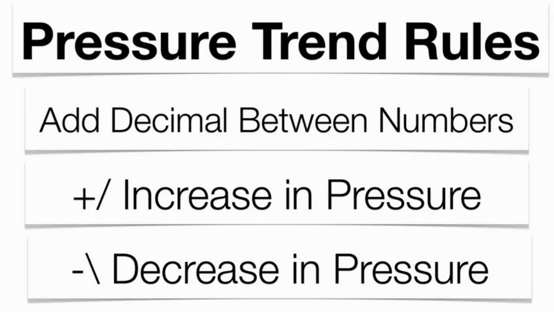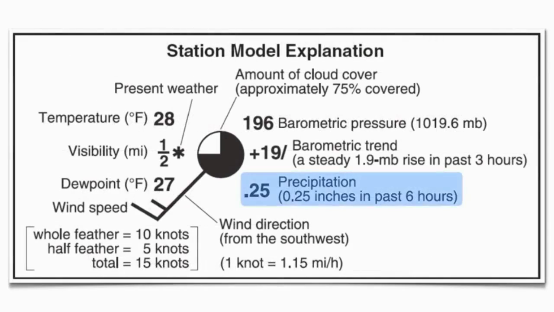The last variable is going to be your precipitation. This is the only piece of information on your station model that actually has a decimal on the station model itself. So with your precipitation, very important to be able to identify that. That's going to tell you how much has fallen over the last 6 hours. So that's it for your station model.